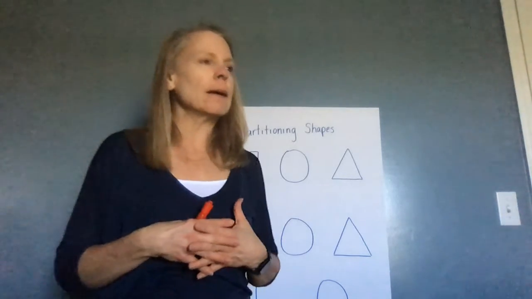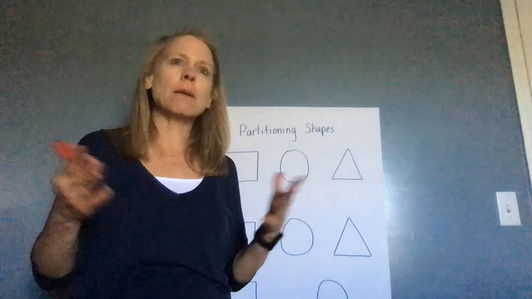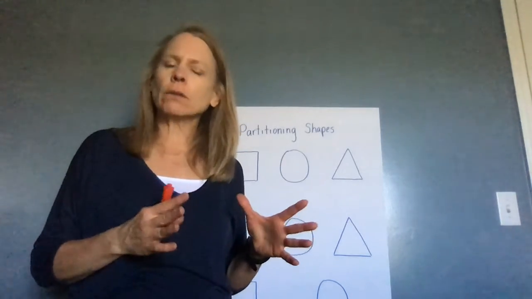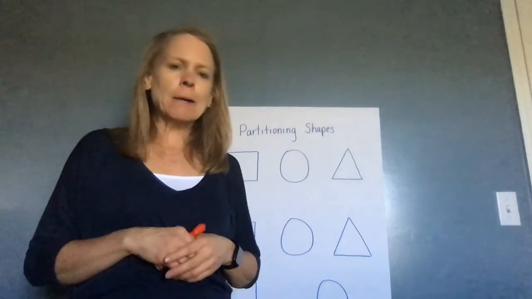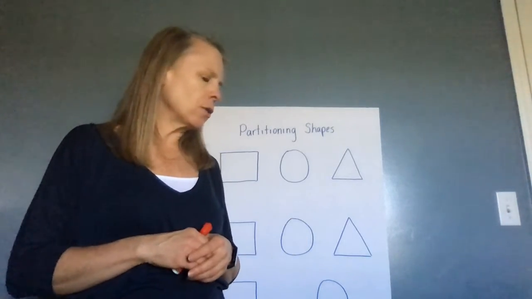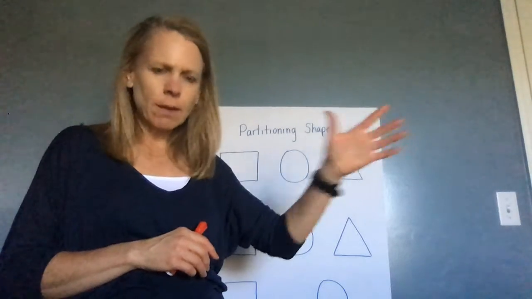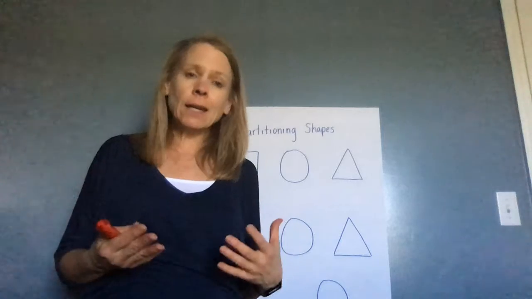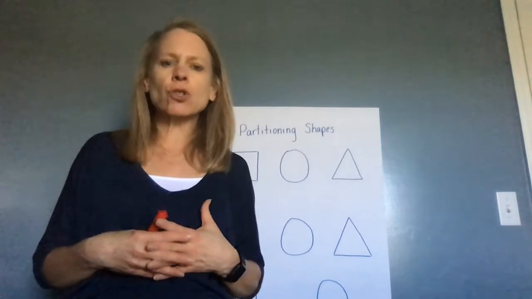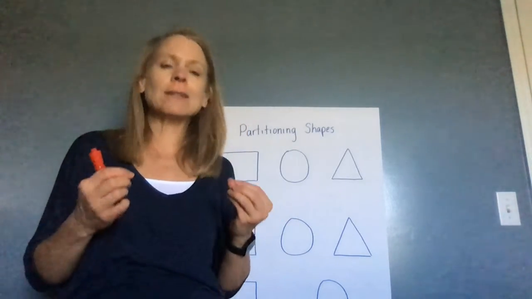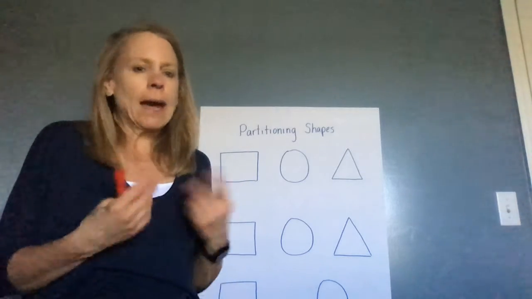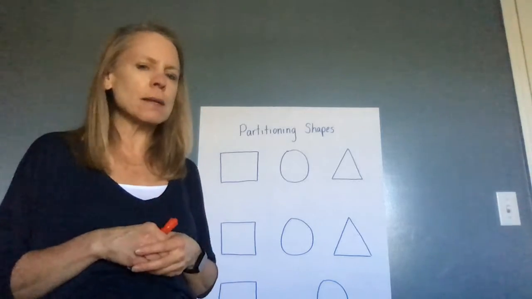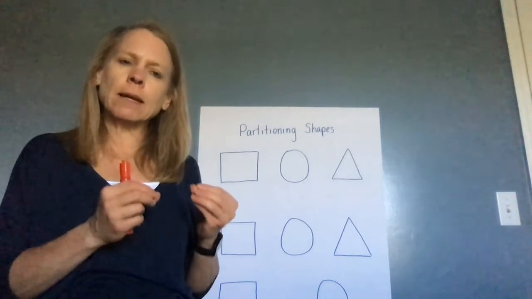When we talk about partitioning a room, that means you're going to divide the room into different parts. Some people say there's a wall and call that a partition. That means you're breaking something into different parts. Now, the key is when we're talking about shapes, we want to make sure that our shapes are partitioned into equal parts. How do I know it's partitioned into equal parts? The pieces have to be the same size.